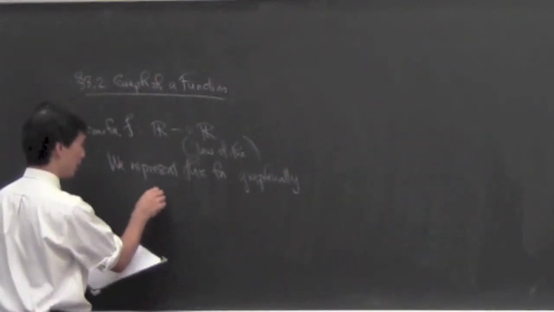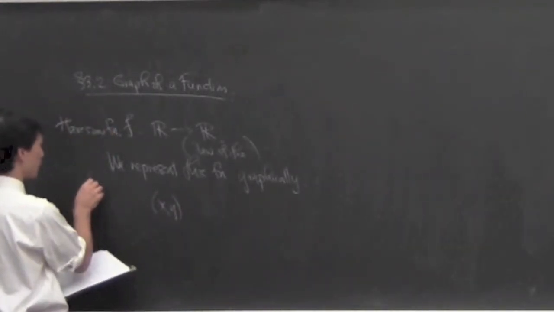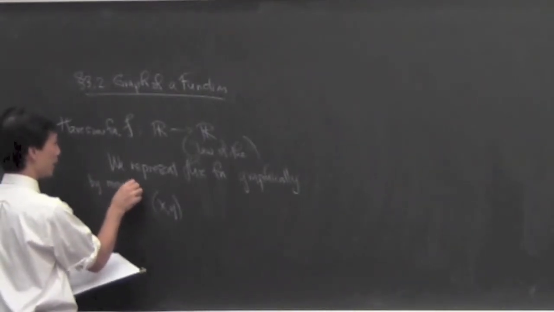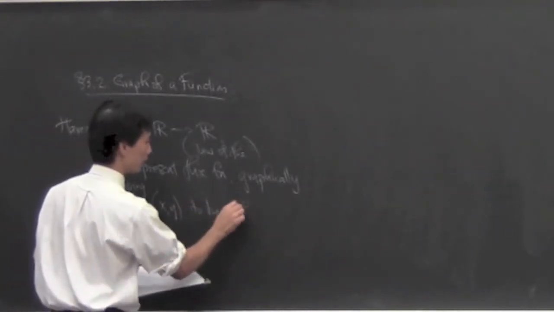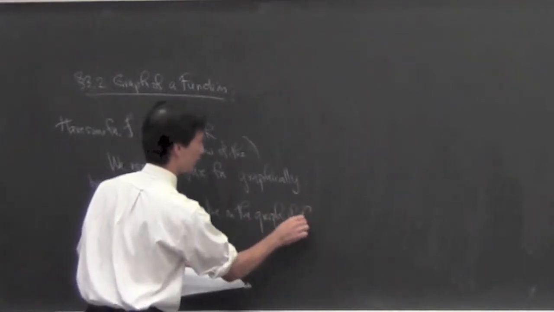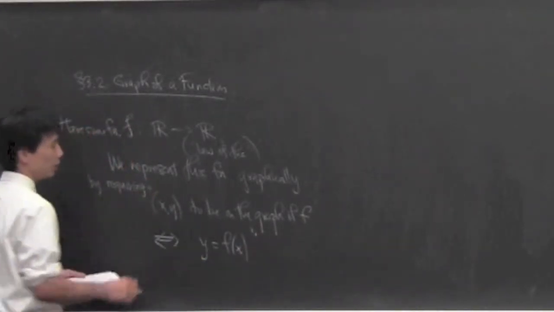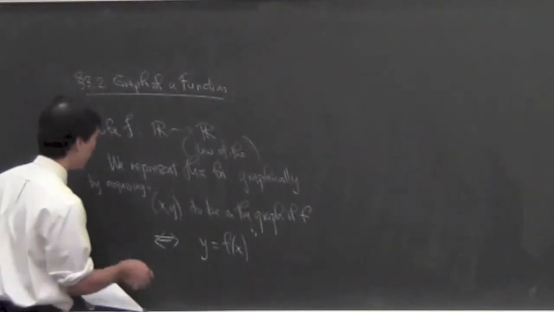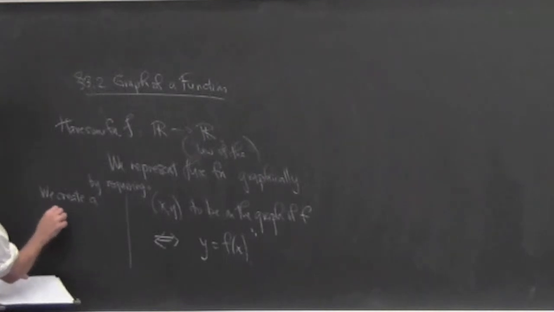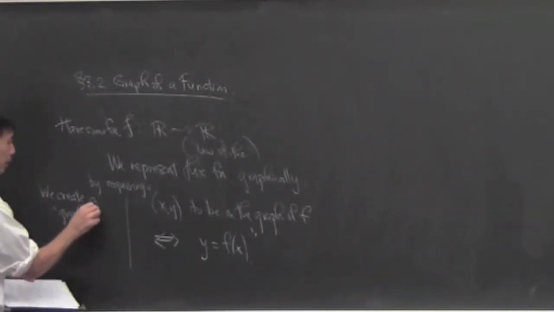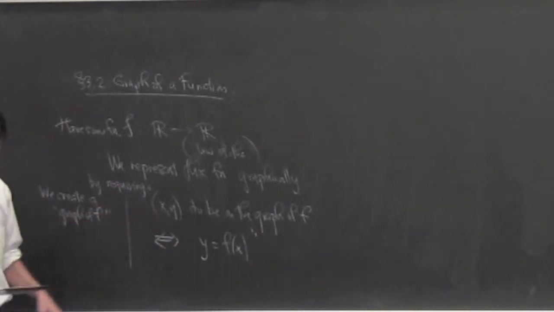by requiring x, y to be on the graph of f if and only if y equals f of x. So we define a graph, we create a graph of f, in this way.